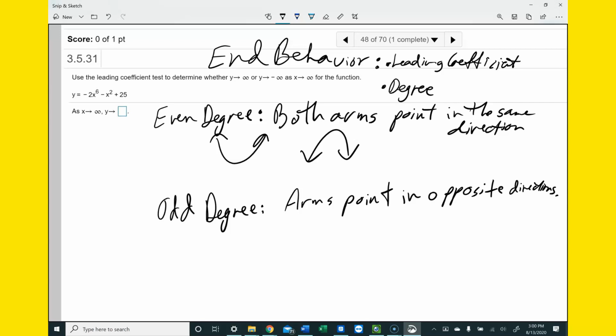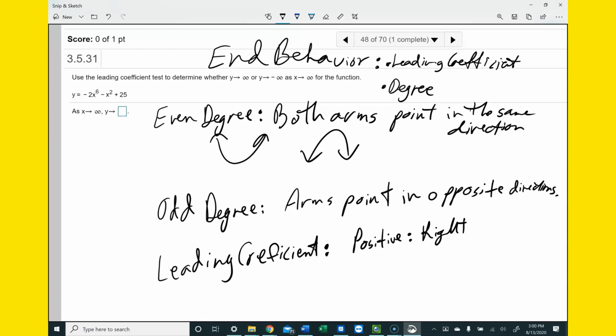All right. Now, if you know that, and you know this last thing here, the leading coefficient: if it's positive, the right arm is up. If it's negative, the right arm is down. That tells you everything you need to know.